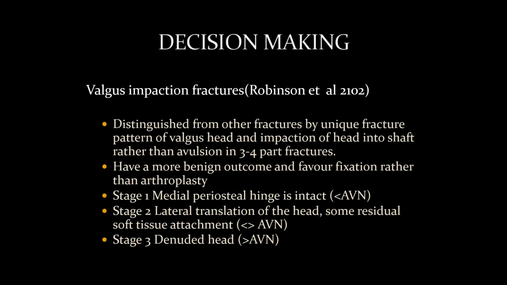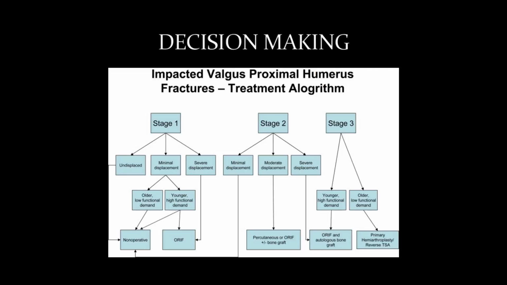Stage 2, there's lateral translation of the head. And in stage 3, you get a denuded head, which has a high risk of avascular necrosis. This is a treatment algorithm, which I'll go through a little bit now. What we need to do in these patients is work out whether we have a sufficient head to take fixation, or whether we require, and what type of fracture augmentation we require in the osteoporotic group of patients.